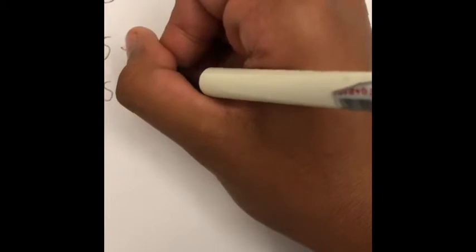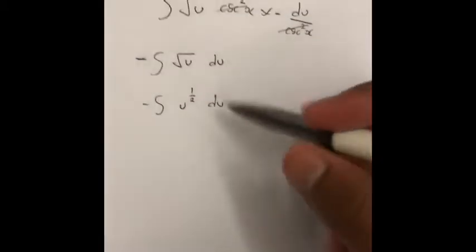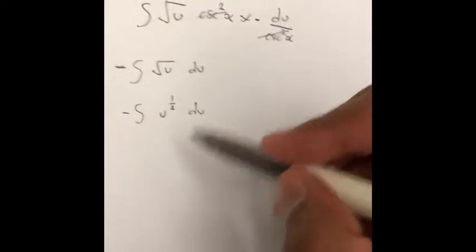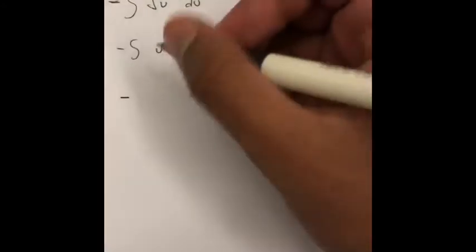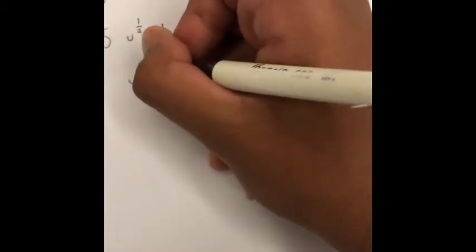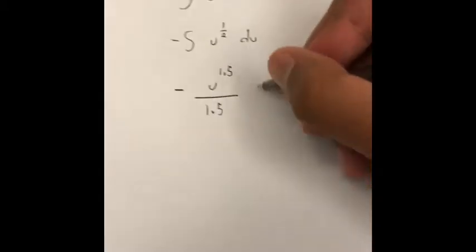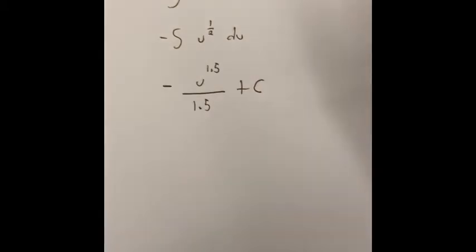Now it's easy to integrate this one, as it will be u to the power half du. We'll add 1 to the half and divide by it to integrate. So it will be negative u to the power 1.5 divided by 1.5, and we should add the constant c.